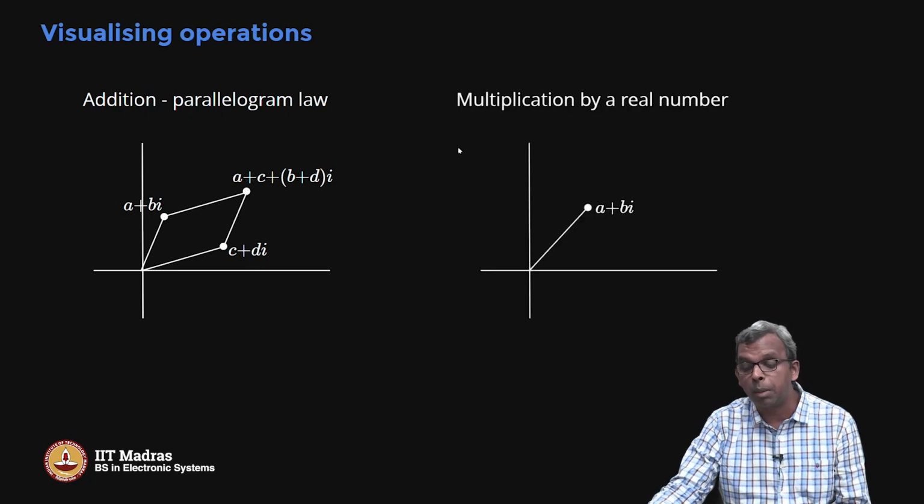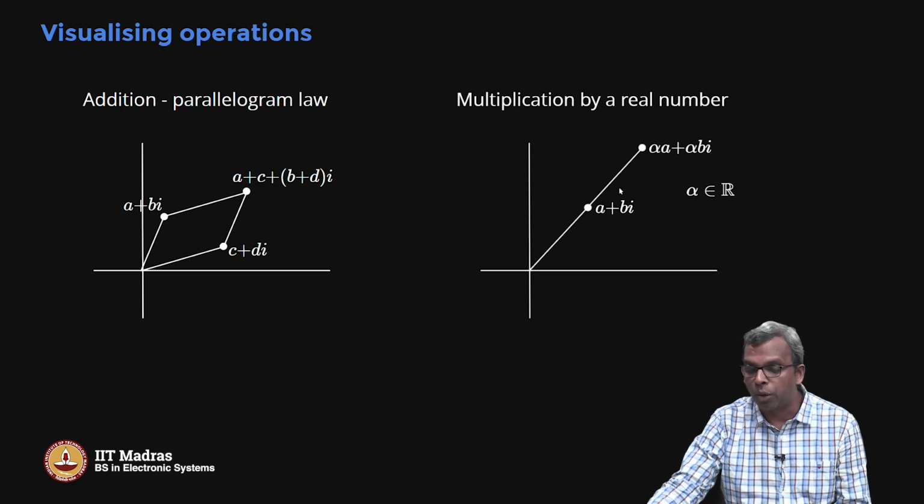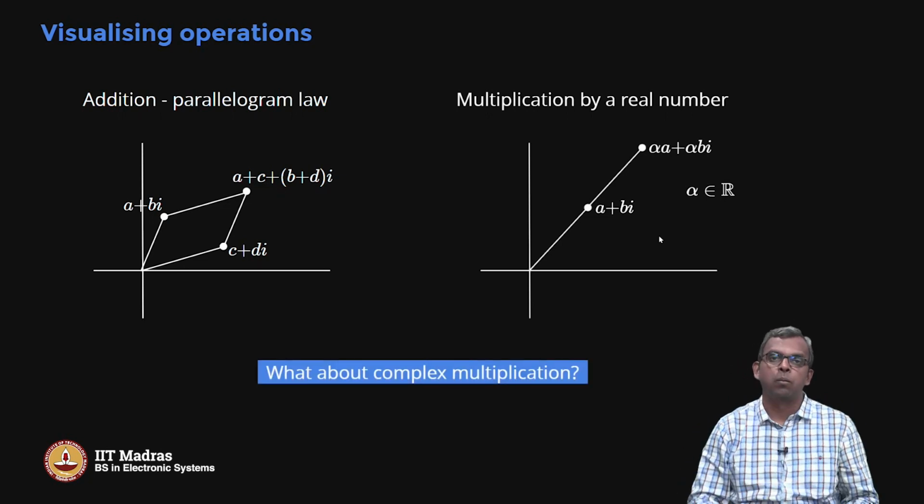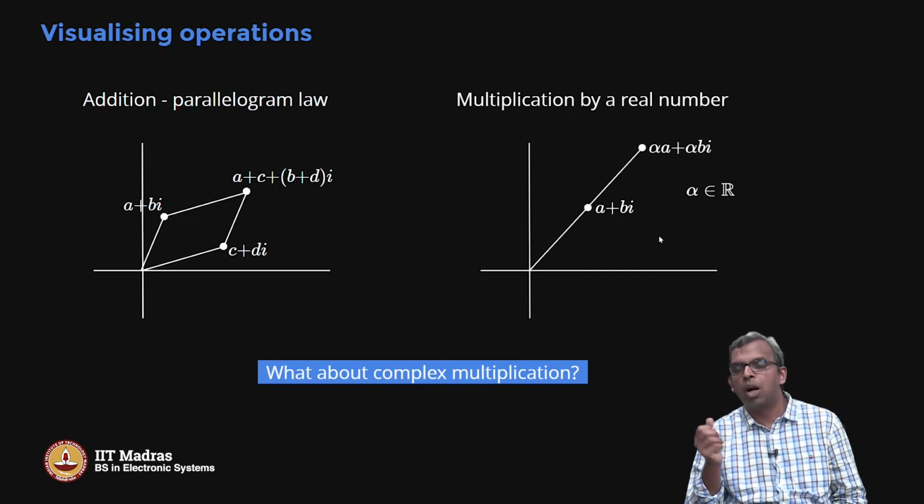You can also visualize multiplication by a real number very easily. You take a plus bi and multiply by alpha. Let's say alpha is positive, and maybe greater than 1, something like 1.8. Then you get alpha a plus alpha b i, some point on the same line, further apart. So visualizing addition and multiplication by a real number seem to be very easy. However, complex multiplication looks like a different operation, doesn't it? So a plus bi times c plus di. How do I visualize that multiplication on the complex plane?